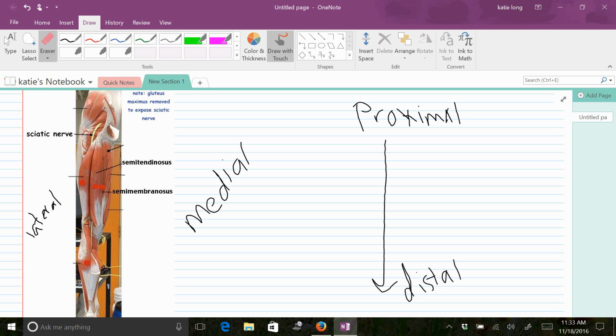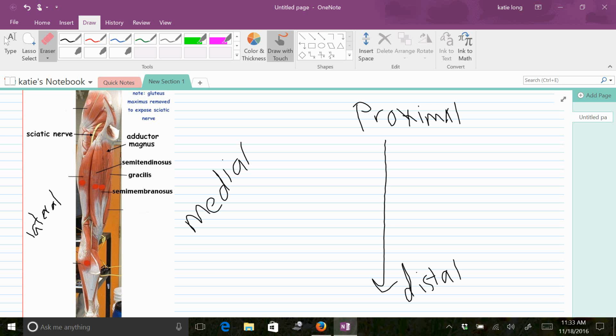Okay, so let's start medial proximal, and we're going to head distally. First up we have the adductor magnus, and the semitendinosus is already labeled. Then we have the gracilis. Remember that I asked you to make a note of this in your brain on the last image, the gracilis. We saw it in the last image, and it was on the medial side.